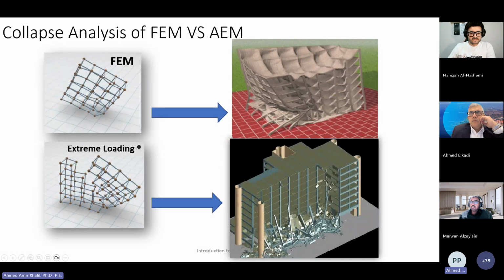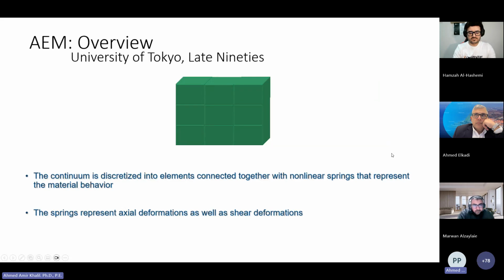So the idea is for a finite element model of a structure, as the structure collapses, it will deform like that. But the creation of separation is challenging. It can be done, but it's challenging. For the extreme loading or using the applied element method, the creation of the crack is basically automatic, just based on the mesh that you're choosing for the structure. So that is the idea behind it.